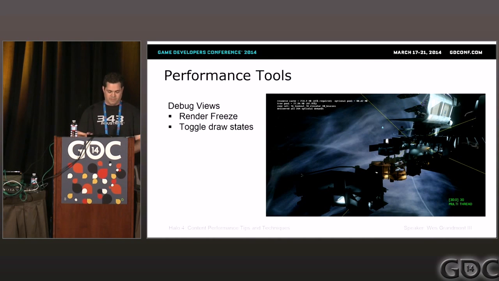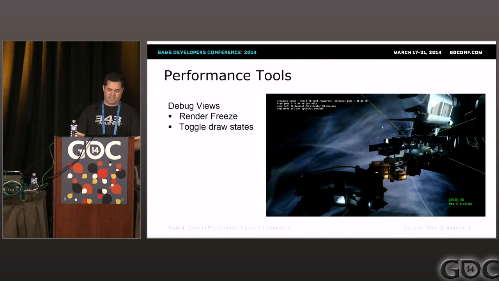I mentioned the debug views briefly, but basically there were a couple of views that were really, really helpful in diagnosing problems during performance analysis. Probably the biggest one that I found helpful was render freeze, which basically freezes the camera. It captures everything that is within the view frustum that the GPU is currently dealing with, and then it lets you pop the camera out and look at it from another perspective.